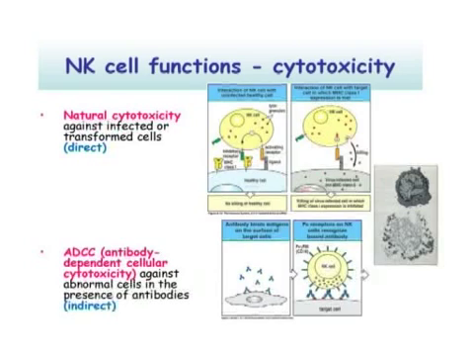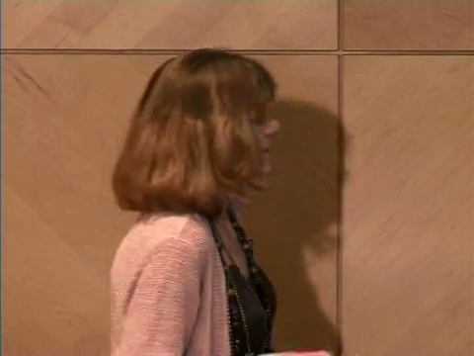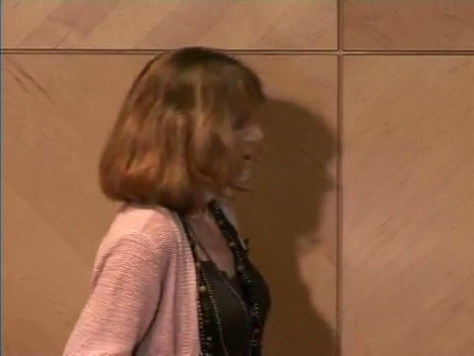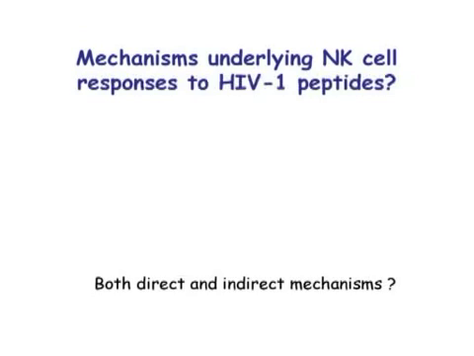The other way is an indirect system where an antibody forms a bridge between a natural killer cell and a target cell, and your antibody will specifically see HIV on the surface and will bind to Fc receptors on the NK cell, and that interaction will lead to activation of the NK cell, which will then kill the target cell. So you either have direct or indirect mechanisms. So what do we know about these mechanisms to date?